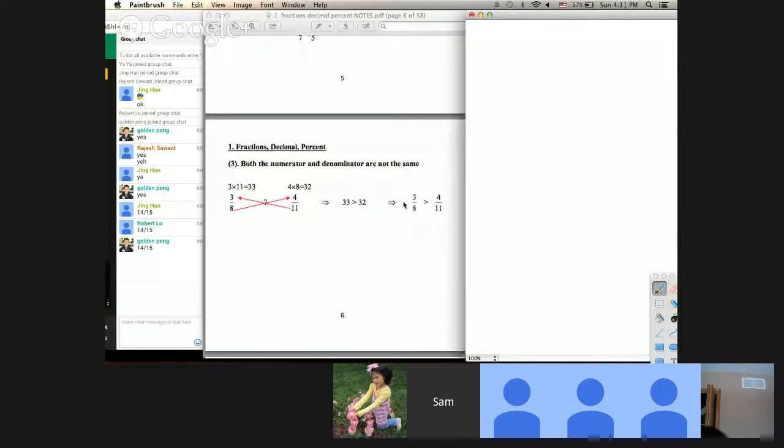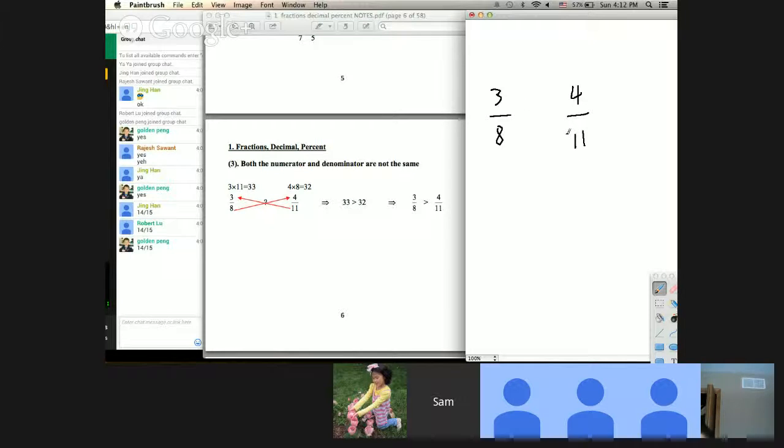Okay, so this is really useful. It's called cross multiplication. It works for everything. Like if the question was what's greater, 3/8 or 4/11, what you would do is what's called cross multiplication. So for example, we'll write 3/8 and then 4/11 over here.